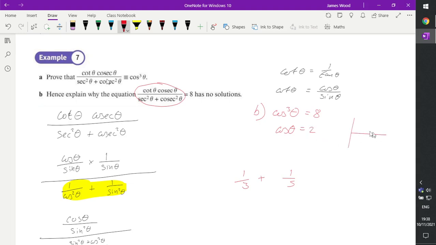Well, the reason that's got no solutions is the cos graph looks like this, and it only goes between 1 and -1. Cos theta equals 2 would be a line up there somewhere. So my explanation would probably be that the graphs y equals cos theta and y equals 2 do not intersect. And drawing a little diagram like that is always going to be helpful too.